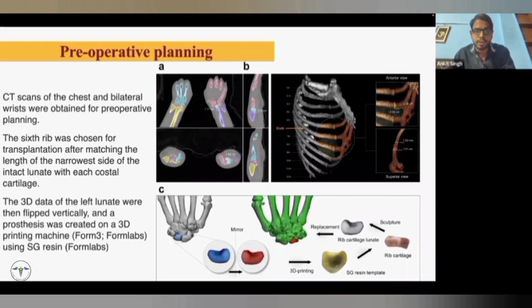And the 3D prosthesis was created on a 3D printing machine. The machine was Formlabs using a resin, again by Formlabs. The images can be seen on your right. As you can see in the bottom, they have taken the 3D data of the left lunate, they have flipped it and then they have printed it. The resin template can be seen. Further, they have sculpted the costochondral graft which they had harvested from the sixth rib and they had replaced it.